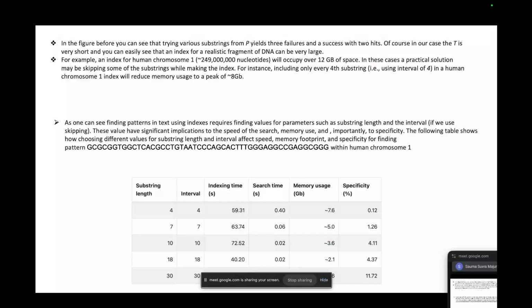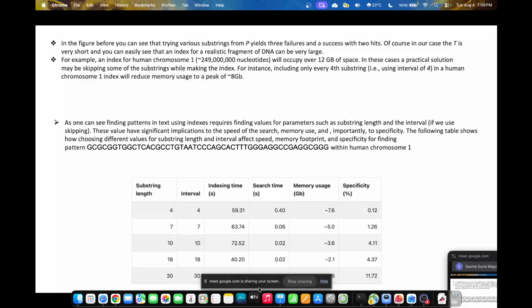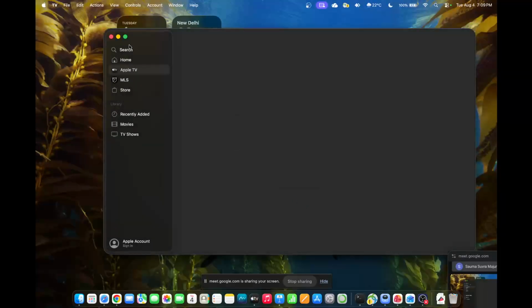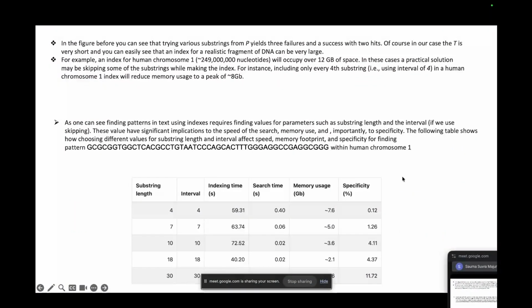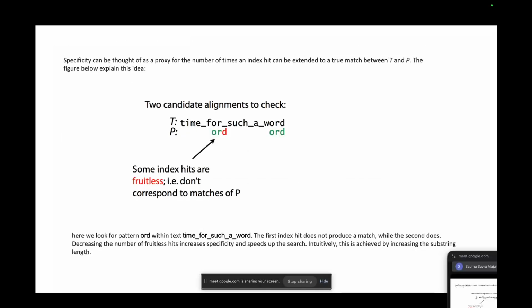Okay. So generally you see the indexing times are very high. For example, an index of the human chromosome 1, which is around 249 million bases, will occupy 12 GB of space. That is only for one chromosome, right? So it's not very ideal. So you need to optimize that as well. So you generally do that.